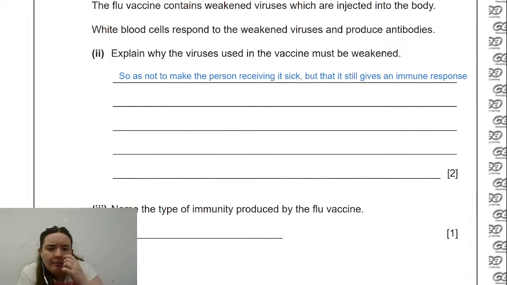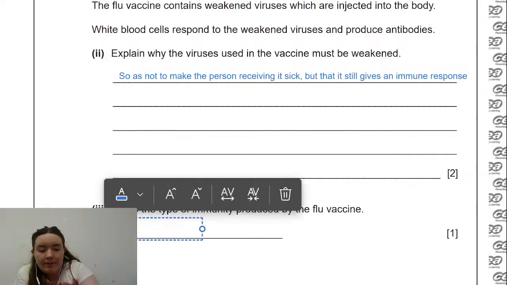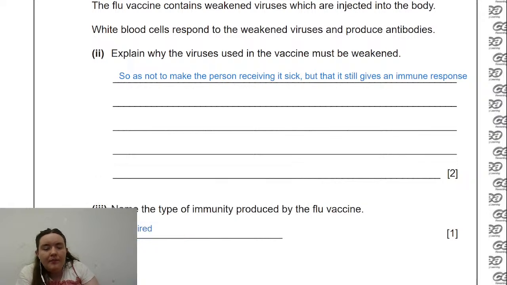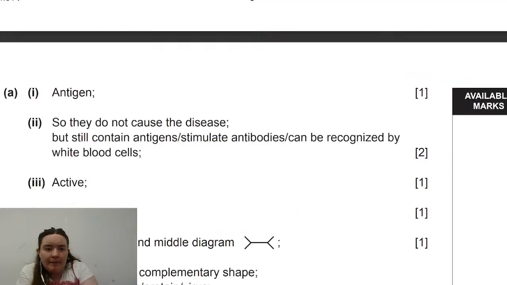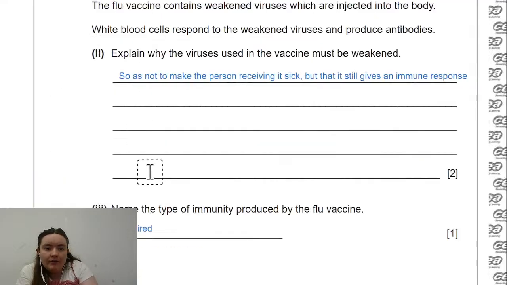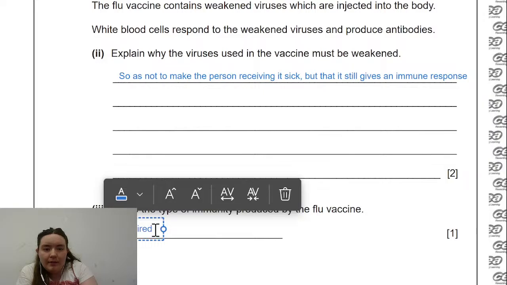So, name the type of immunity produced by a flu vaccine. Well, it's acquired. So we have different types of immunity we get. So it's an acquired immunity, and it's also active. Sorry, that's my fault. I made a mistake there. It's active is what they want in the mark scheme. It's active immunity. So active immunity means that our body has created the antibodies itself using the antigens.